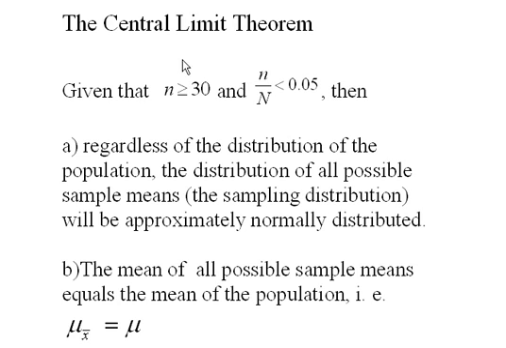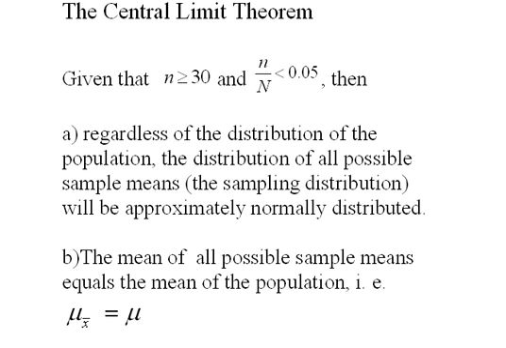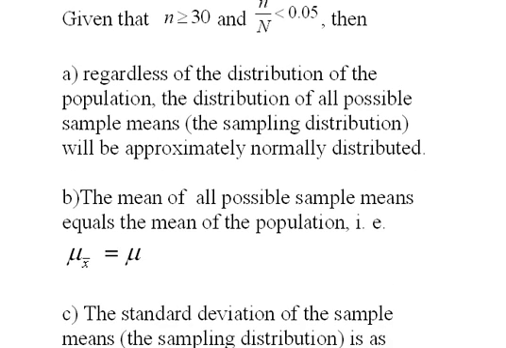You will take a sample of size n, where n is greater than or equal to 30, and the size of your sample, n, over the size of the population will be less than 5%, hopefully. And if that's true, that means your sample is very small compared to the size of the population. If these two conditions are met with your simple random sample, then we can say three things. In other words, the central limit theorem applies, and it says three basic things.